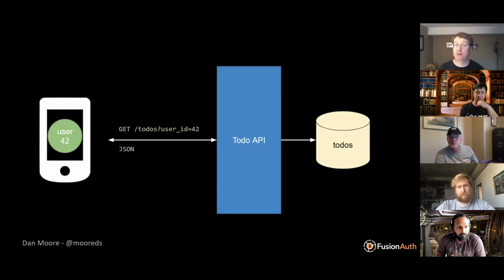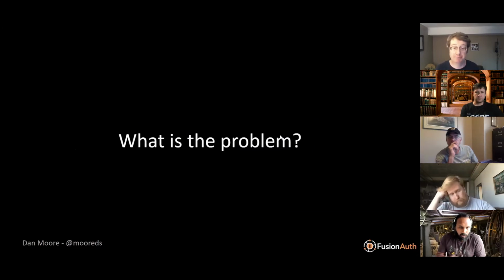So now that we have this user object, we want to get the to-dos of this user. The user object is stored on the client, and it makes a call to the to-dos API, says, give me all the to-dos for this user ID of 42. The to-do API goes against the database and then finds them and sends them back.